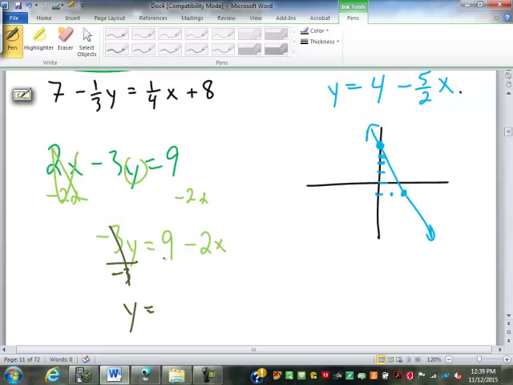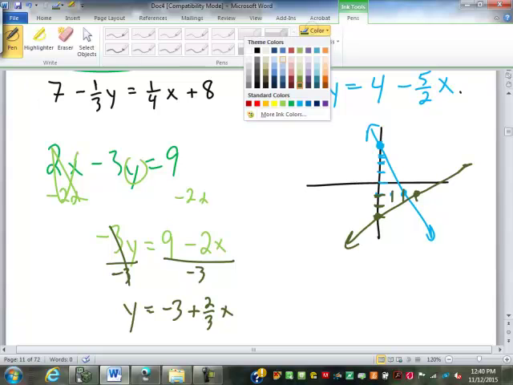We got y. And again, when we multiply or divide, we have to do it to the whole side, or every piece. 9 divided by negative 3? Negative 3. Negative 2x divided by negative 3. Positive 2/3 x. So where do we start on our graph? Negative 3, and from there we go up 2, over 1, 2, 3, right there. Like that.